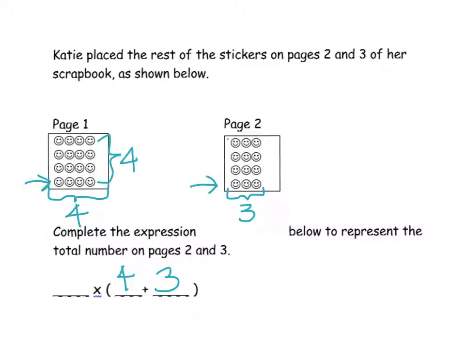Now I'm going to take a look to see how many are in a column. So I have 4 on page 1, and then I have 4 on page 2. So that's going to be what I'm going to multiply by. So if you think about it, when we just broke it apart from the first set, we had 4 times 7. So we broke apart 7 into 4 and 3.